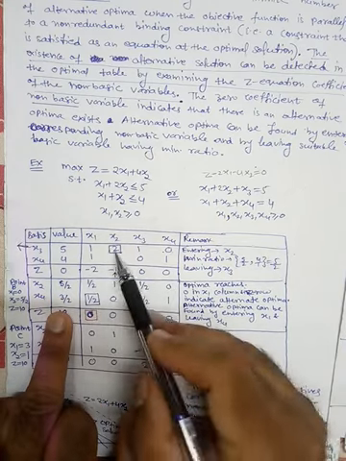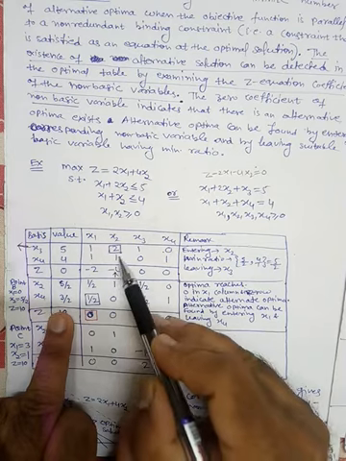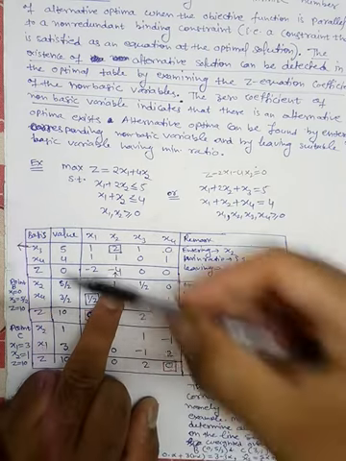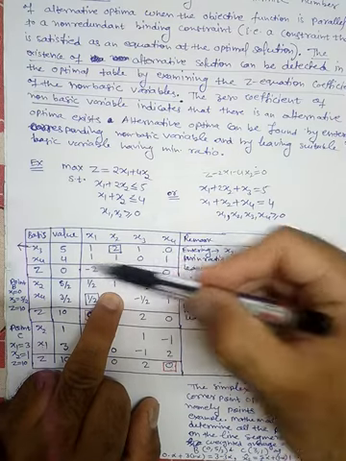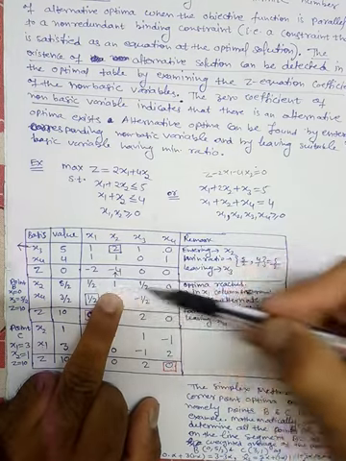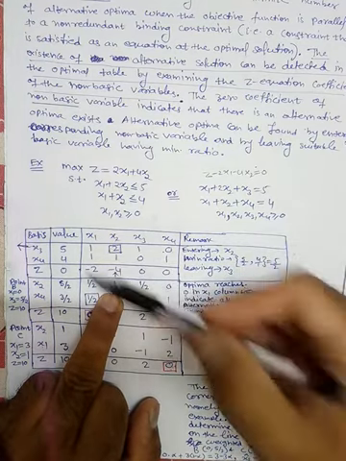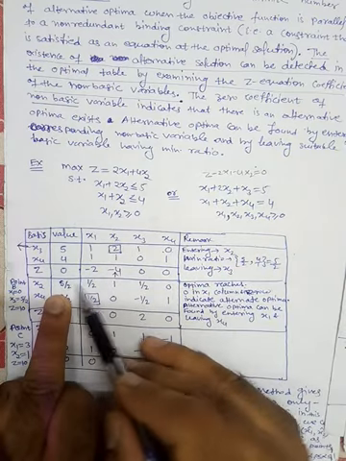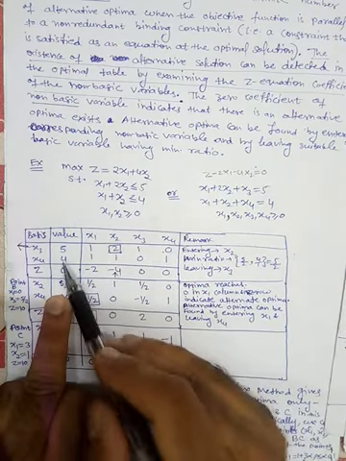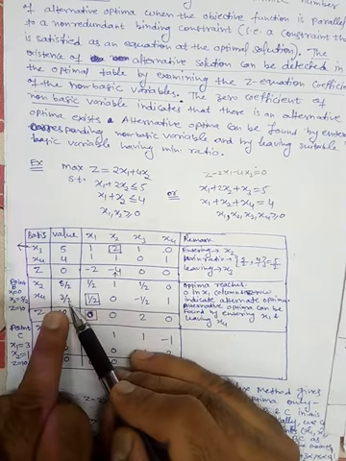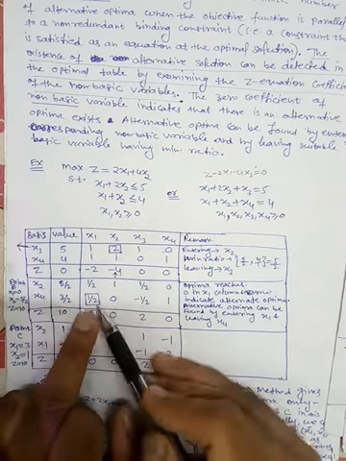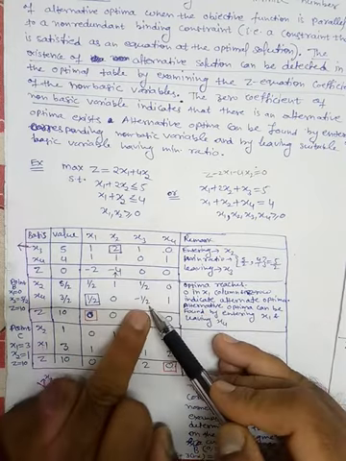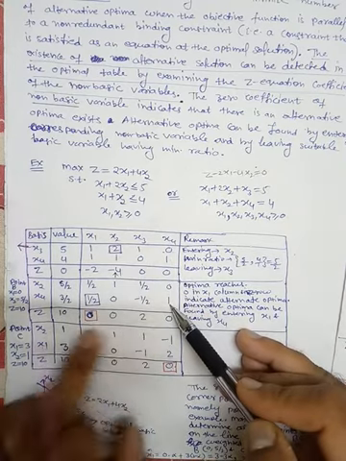Then with the help of this 1, convert this element to 0 and this element to 0. To make this 0, what can we do? We can subtract the first row from the second row. So subtract: 4 minus 5 by 2 gives 3 by 2, 1 minus half is half, 1 minus 1 is 0, 0 minus half, 1 minus 0 is 1.